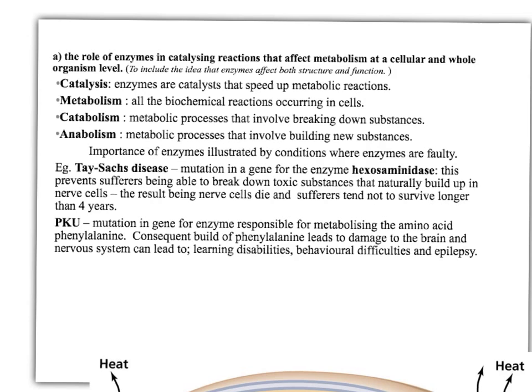So that completes a look at our first slide here, okay, with some key ideas to pick up, the keywords: catalysis, metabolism, catabolism, anabolism. And then I've given you 2 examples of dramatic effects inside the functioning and structure of individuals if enzymes don't work: Tay-Sachs disease and phenylketonuria.